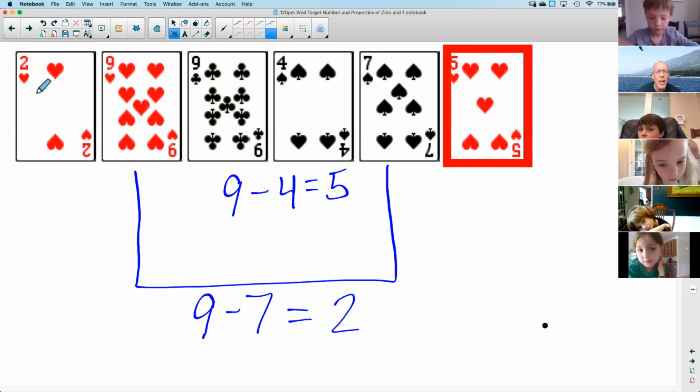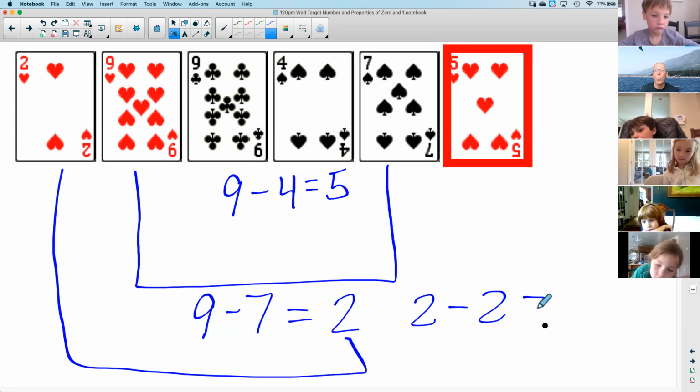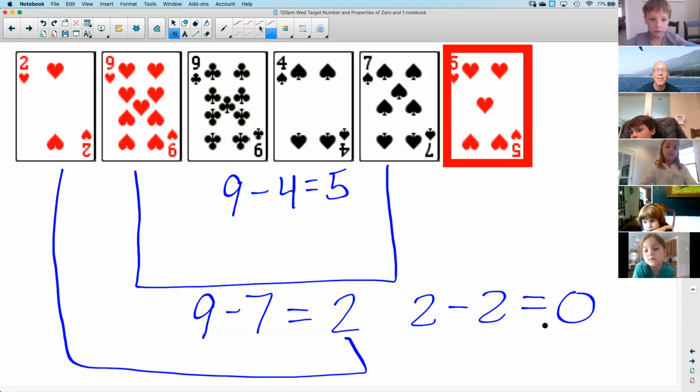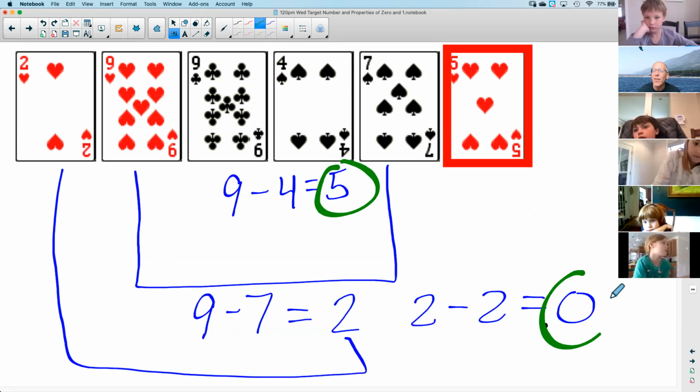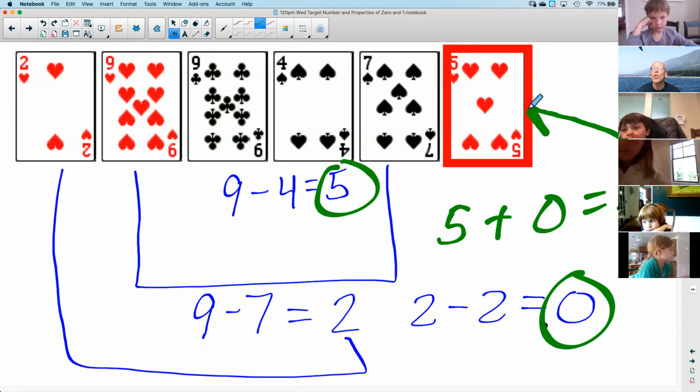There's one more card left. What can we do with the 2 to get to a 0? Go ahead, Gabe. Subtract the 2 and the 2 to equal 0. Then add the 2 with the 5. Then you get your number. Oh my God. You guys are going to be amazing at this game. Take the 5 and the 0 and add them together, and boom, you got your target number.